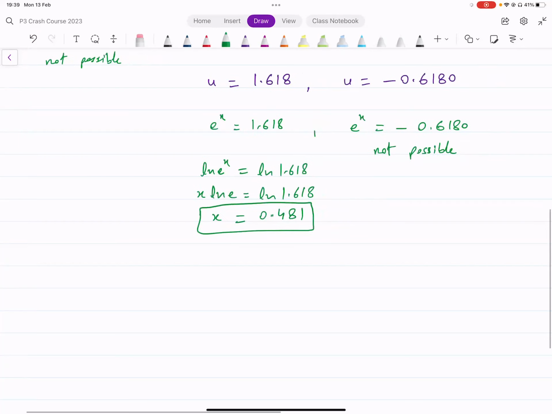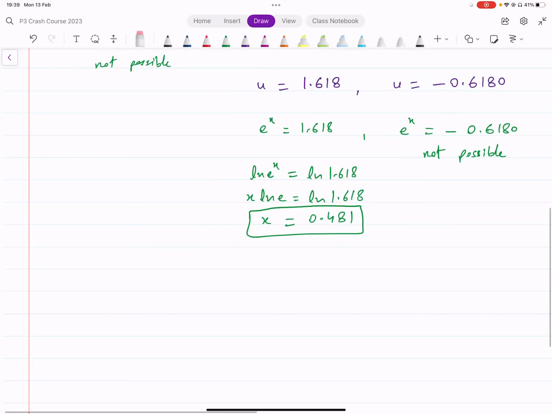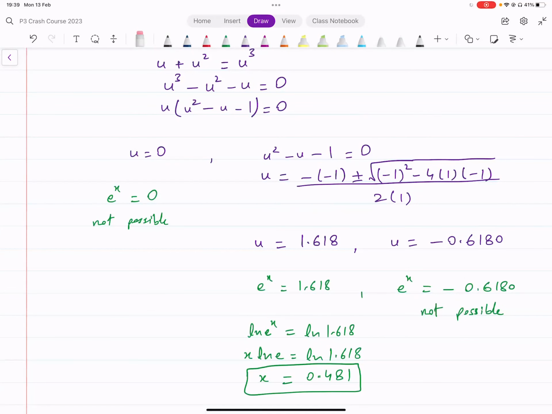If you were to use just 1.6 here, your answer would be something different. It could be 0.480, 0.482, 0.483, and that could make you lose 1 mark for inaccuracy at the end. Okay, so keep that in mind. 4 significant figures for working at a minimum. Any questions on this? Any problems with this? No? Okay, let's move on.